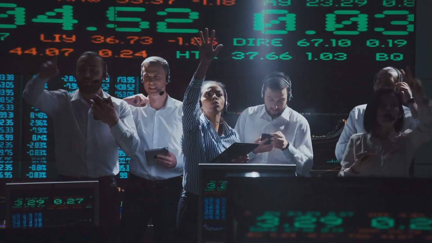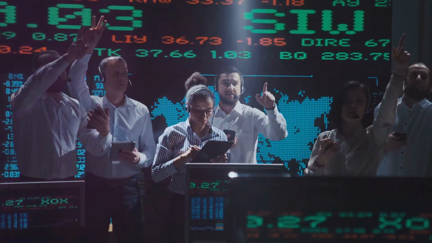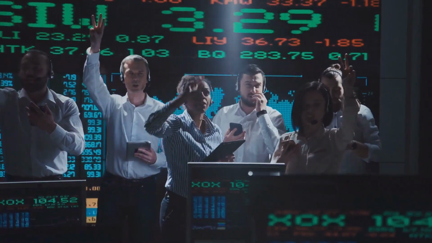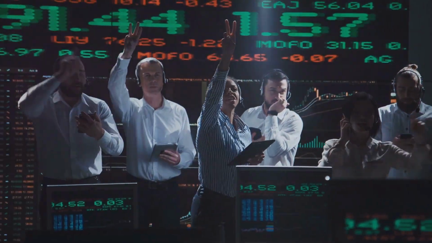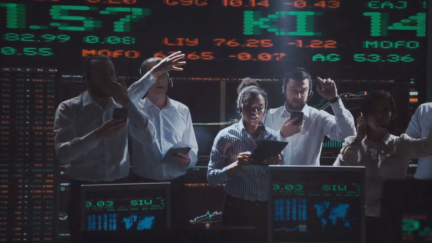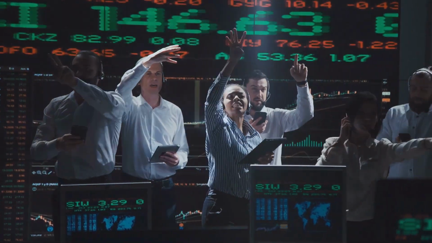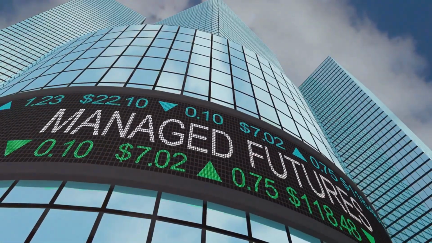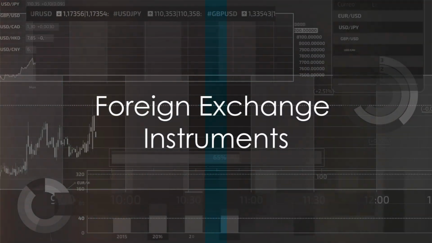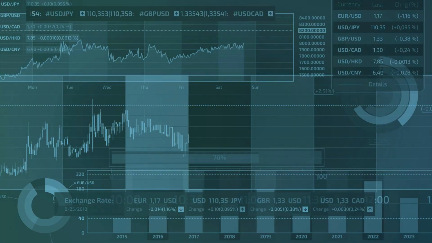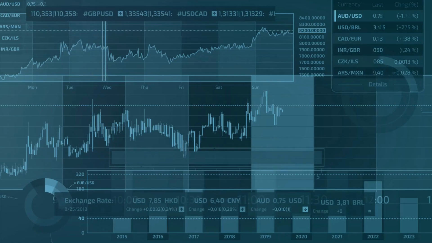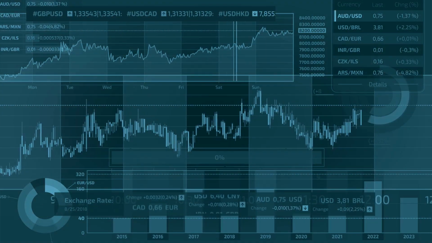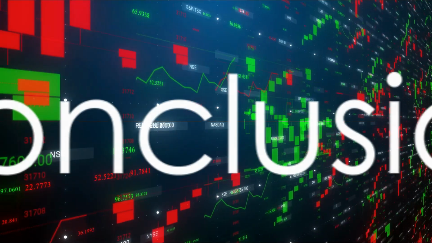Equity-based instruments, however, represent ownership of an asset. Stocks, which can be either common stock or preferred shares, are the most common equity-based financial instruments. ETFs and mutual funds can also fall under this category. We also have foreign exchange instruments, which include derivatives such as forwards, futures, and options on currency pairs, as well as contracts for difference. So there you have it.